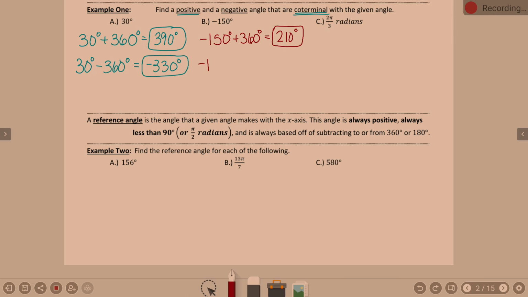Okay, I can take negative 150 degrees and subtract 360 degrees. And I get negative 510 degrees. And realize that negative sign in front of 510 is important. Positive 510 is not necessarily coterminal. Okay?